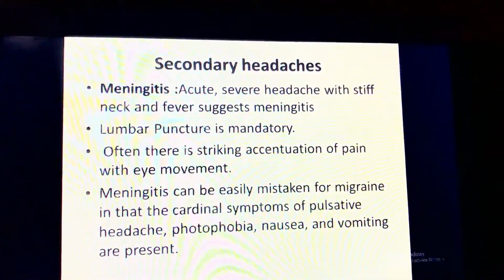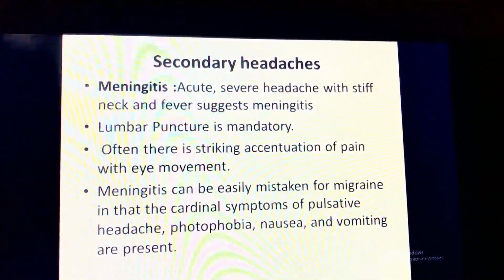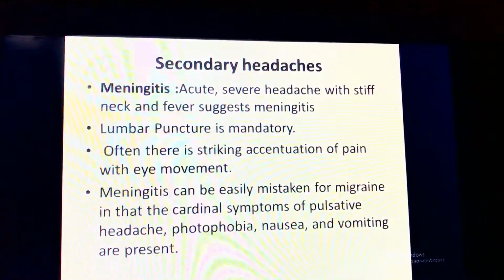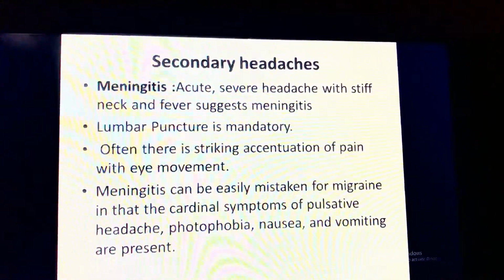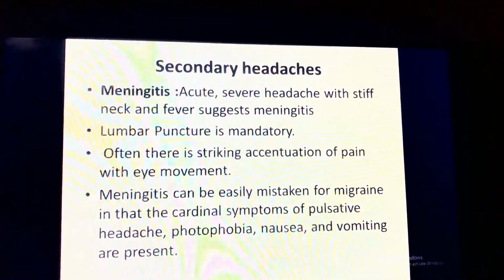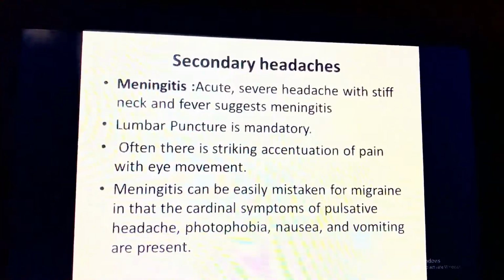Often there is striking accentuation of pain with eye movement. Meningitis can be easily mistaken for migraine in that the cardinal symptoms of pervasive headache, photophobia, nausea, and vomiting are present.